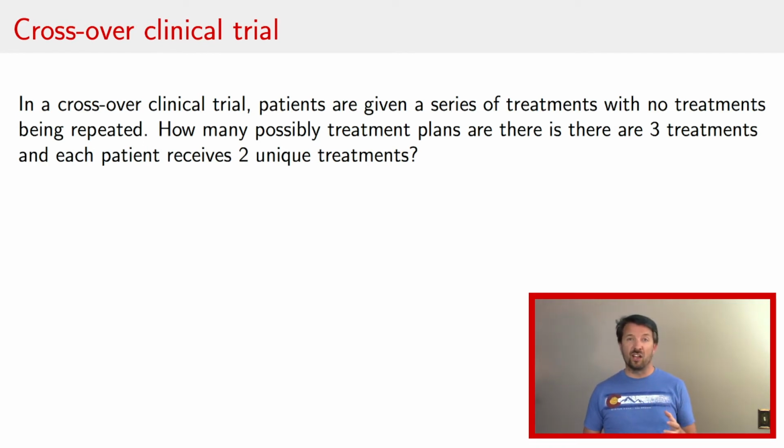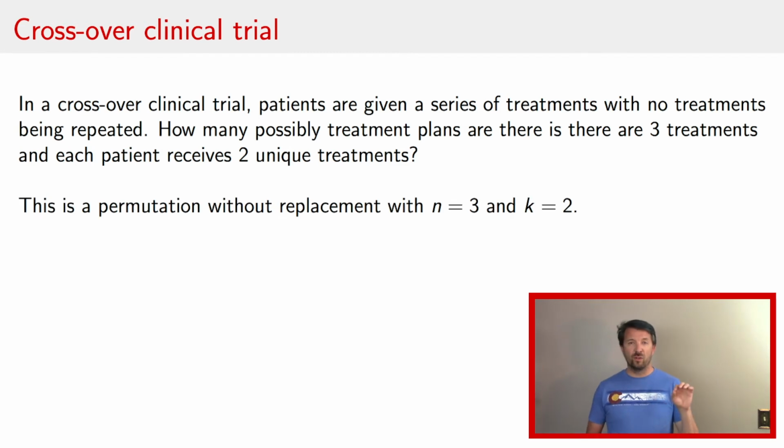All right, so this is now a permutation without replacement because order does matter. I didn't specify it before, but order matters in a crossover clinical trial because we might believe that there's a lingering effect from one treatment to the next. So the fact that you had treatment A before treatment B might affect what you see for treatment B. And that's why we're doing the crossover. That's why we pay attention to the ordering. All right, so this is a permutation without replacement, again, because no treatments are the same for a particular individual.